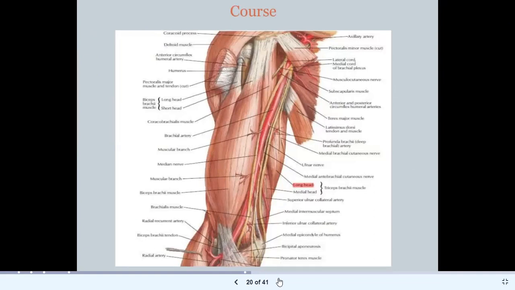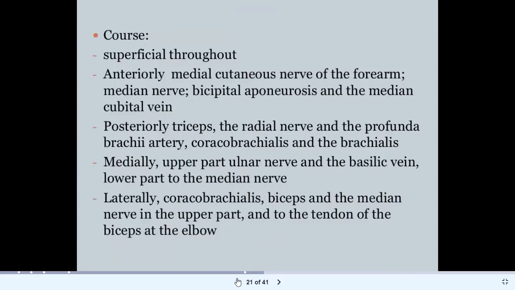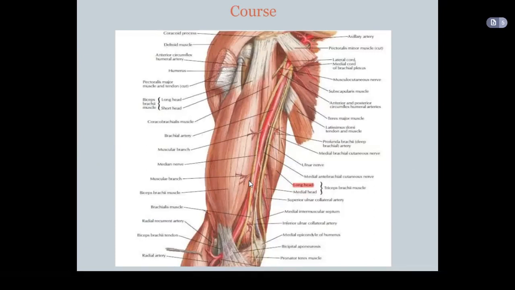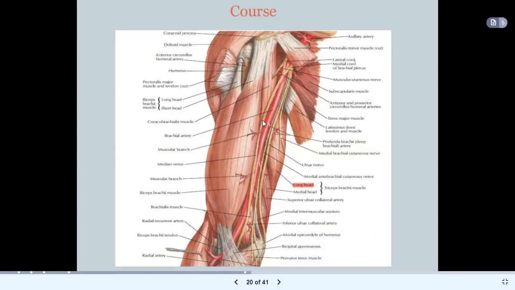So that is why it is medial, not posterior. This median nerve, if you trace it down, is running medial to the brachial artery. Here, at this point, it was running lateral to the brachial artery. But once it crosses this artery and comes to this side, it's running medial to the artery. So this is the medial side. So the lower part of the median nerve is running medial to the brachial artery.